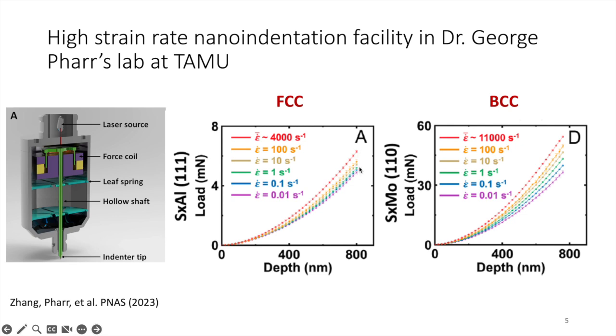Aluminum is FCC. The same observation was also made in the BCC moly. As the strain rate increases, the load that is required to achieve the same depth also increases, which is manifested by a higher hardness. These two examples show that the strain rate sensitivity was a common observation for both FCC and BCC metals when they are subjected to high strain rate nanoindentation.